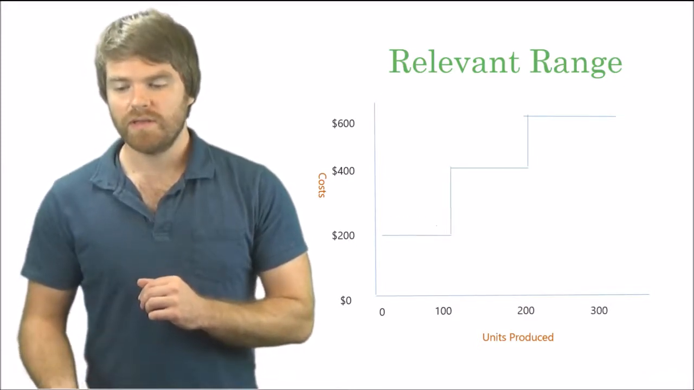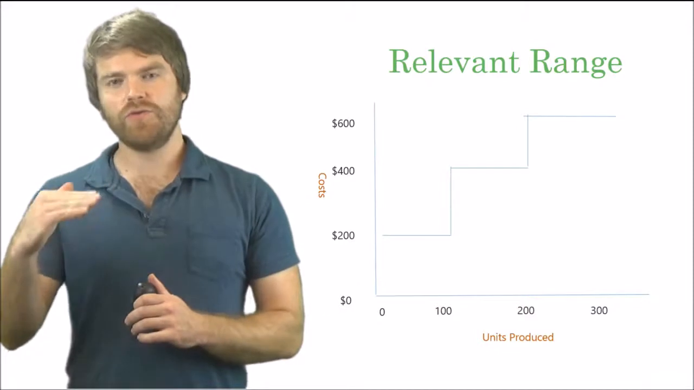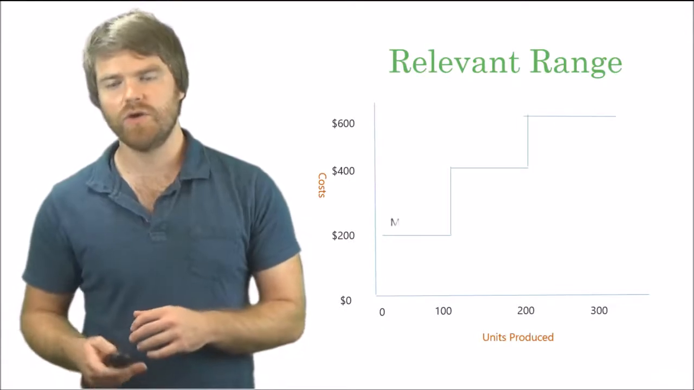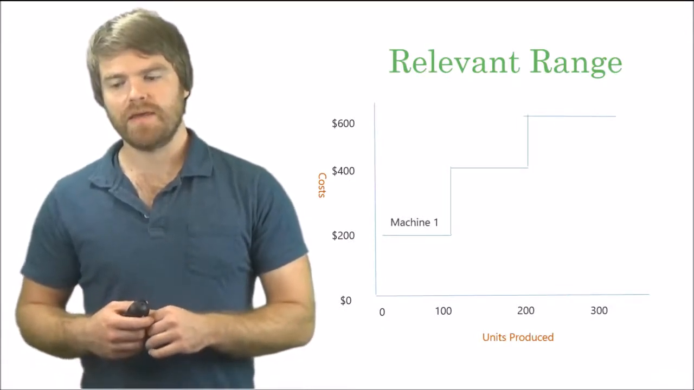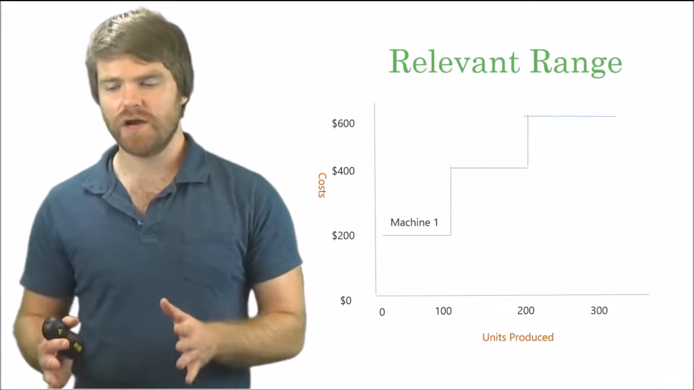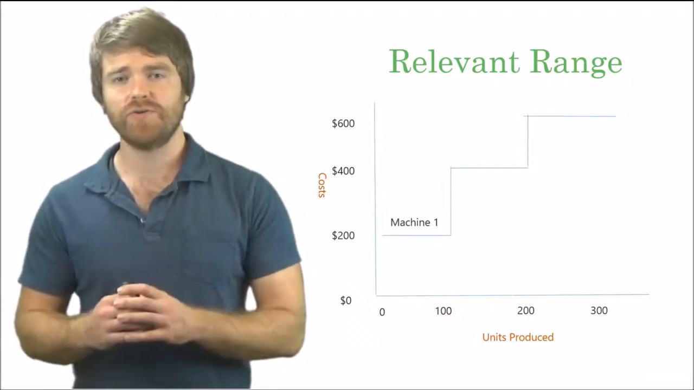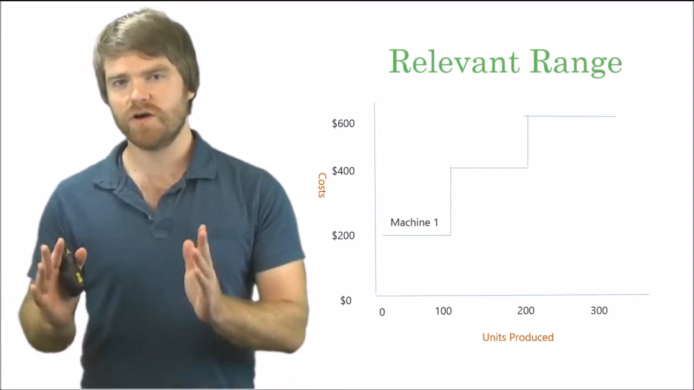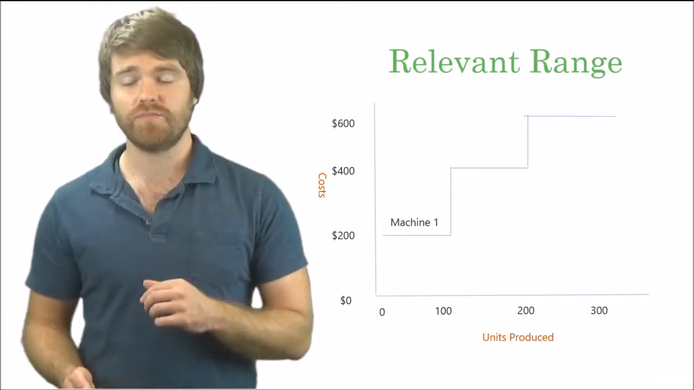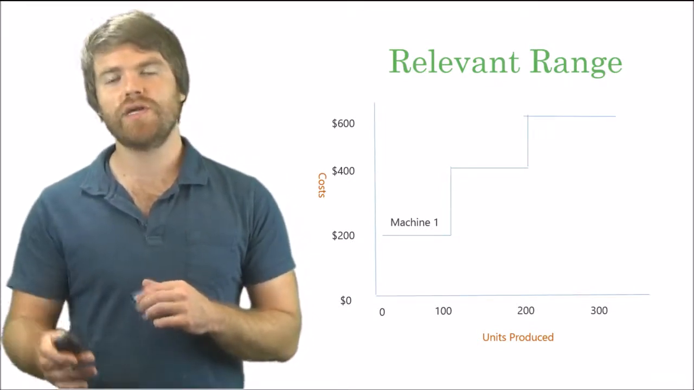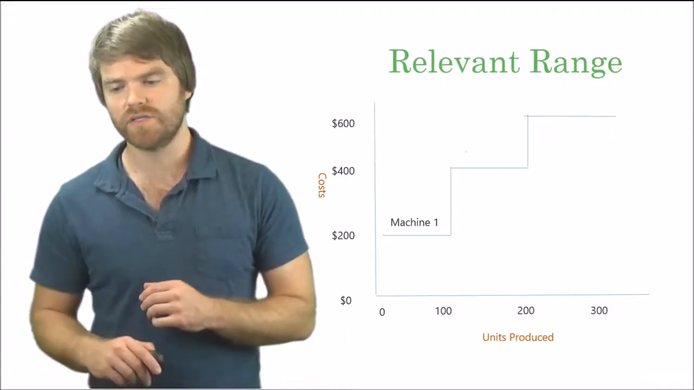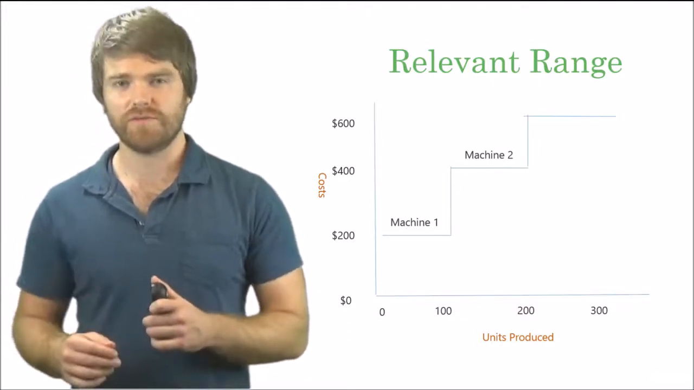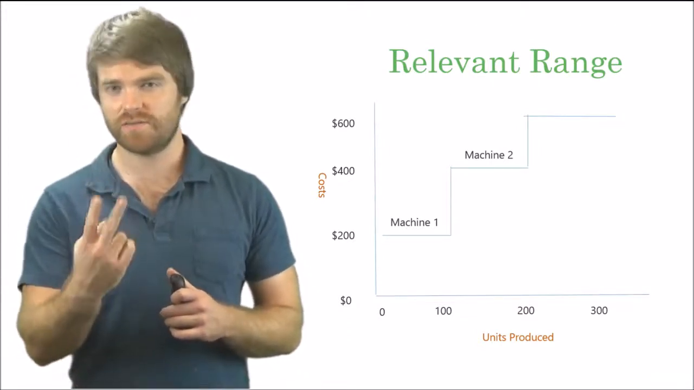Okay, so let's take a look here. At the $200 mark, at zero cars produced, it's going to take you one machine to do it. Assuming that each machine costs $200, because right now you have zero cars produced, so you just have one machine. Between 0 and 100 cars, all you need is one machine, and it's going to cost you $200. But now let's say you want to produce between 100 and 200 cars. Your costs go up. Now your fixed costs are $400 because you need two machines.